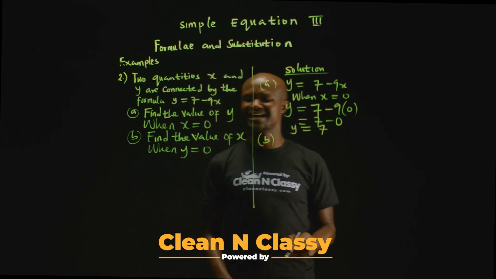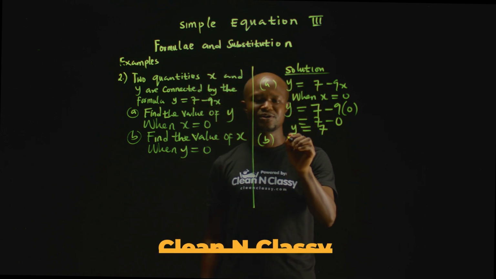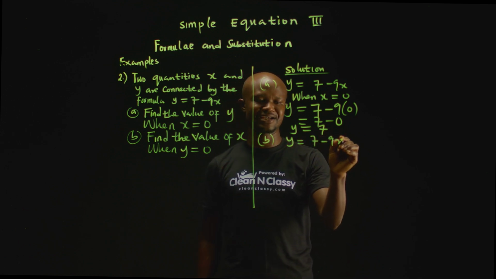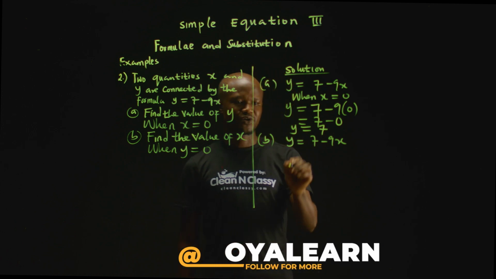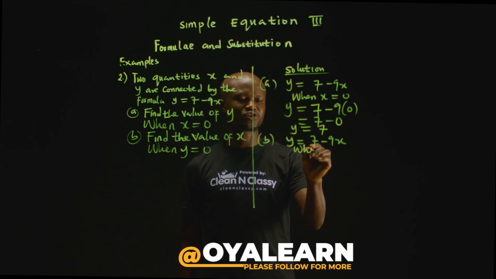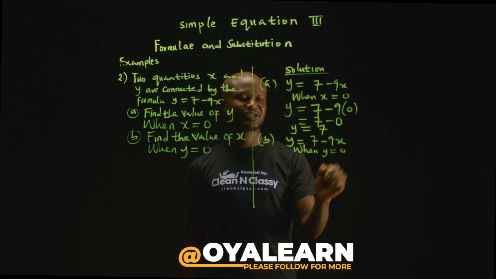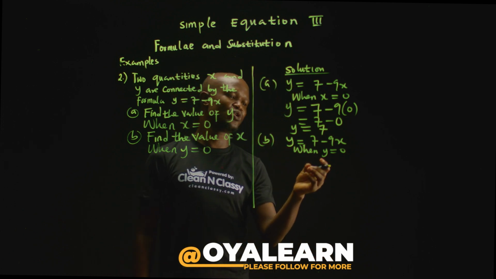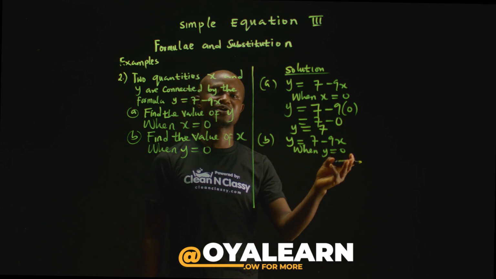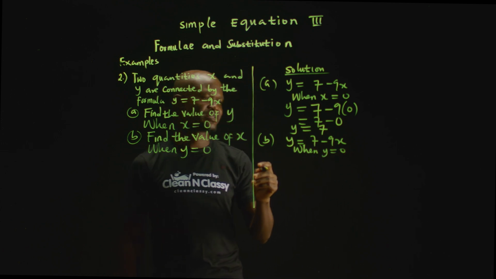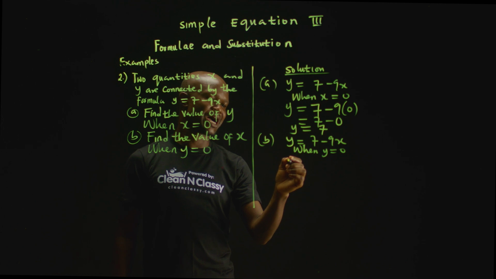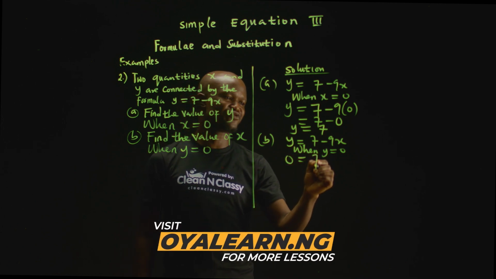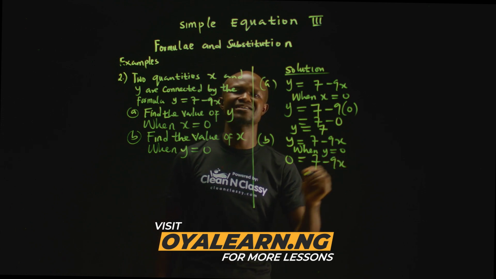B. Find the value of x when y equals 0. We still go back to the formula, 7 minus 9x. Now, when y equals 0, anywhere we see y here, we put the value of y as 0. We substitute y as 0. So anywhere we see y, we put 0. 0 equals what? 7 minus 9x.